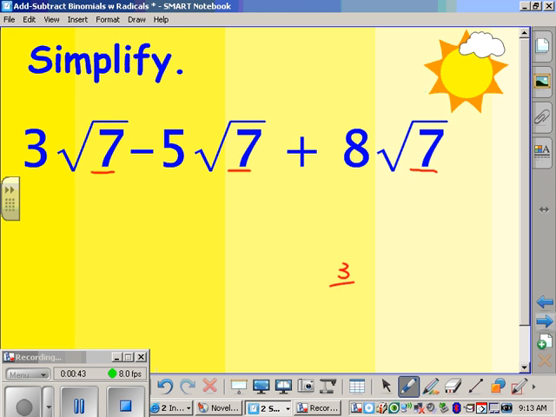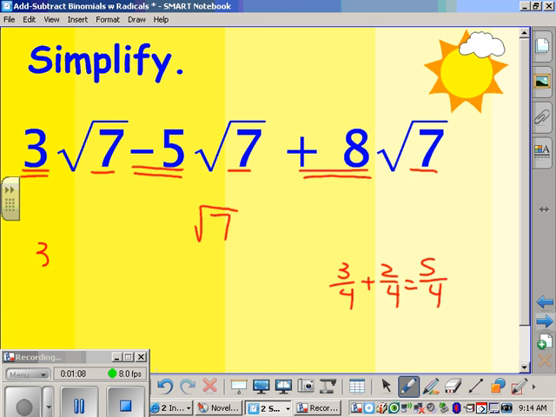fractions like 3/4 plus 2/4. You keep the denominator the same, and you just simply add the numerator. Well, in the same way, when we combine these, we're going to keep the radical the same because that's what's telling us that we can combine them. And then we're going to take the numbers in front of the radicals, so 3, -5, and 8, and that is what we will add.